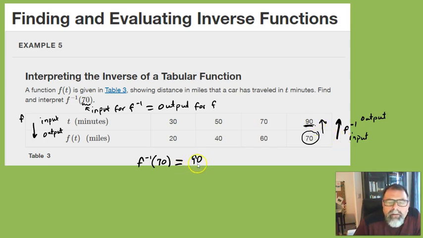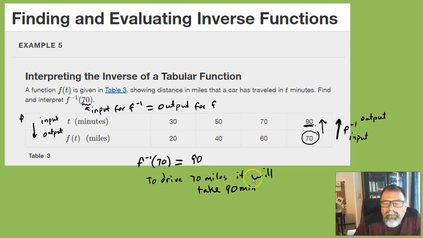So what we're saying here is that to drive 70 miles, it's going to take 90 minutes. So to drive 70 miles, it will take, that's the interpreting part, 90 minutes. Right? For f, if you drive for 90 minutes, then you have driven 70 miles, and this is going backwards. If I've driven 70 miles, it took 90 minutes.